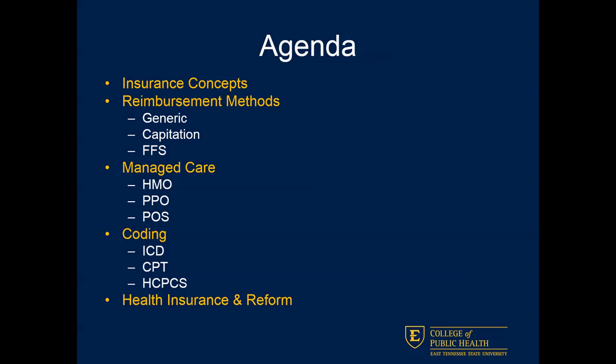So today you can see we're going to be talking about insurance concepts, again, some reimbursement methods. We'll talk about capitation. We'll talk about fee for service. We'll get into a little bit of managed care regarding HMOs, PPOs, and the difference between all of those. We'll touch on some different coding aspects, and then we'll talk about health insurance and reform.